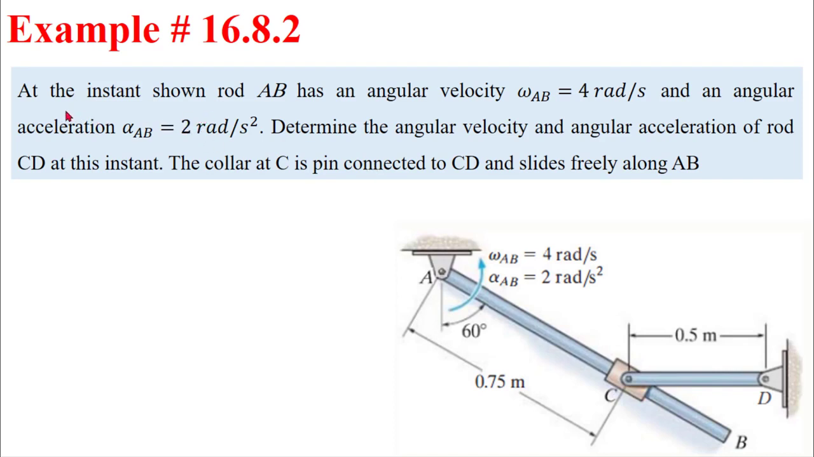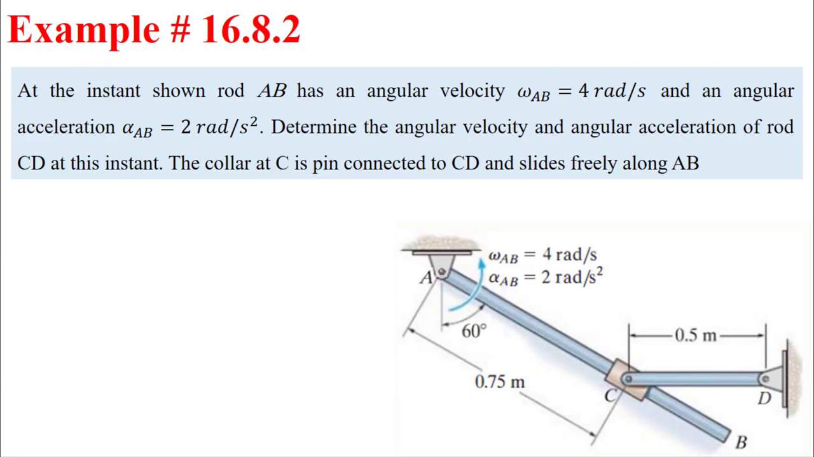So in this problem 16.8.2, at the instance shown, the rod AB has an angular velocity omega AB, and an angular acceleration, here is the angular acceleration. Determine the angular velocity and angular acceleration of the rod CD. So we need to find the angular motion of link CD.